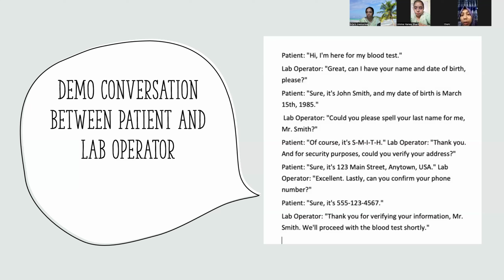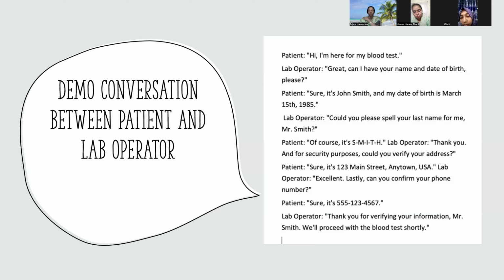Hi, I am here for my blood test. Great. Can I have your name and date of birth, please? Sure, it's Oishi Faria Jannatul Oishi, and my date of birth is 24 July 2007. Okay. Could you please spell your last name for me again? Of course, it's Oishi. Okay, thank you.